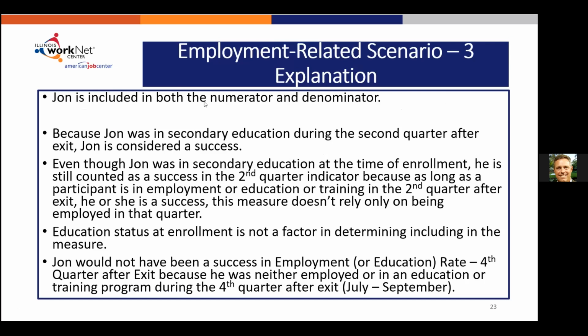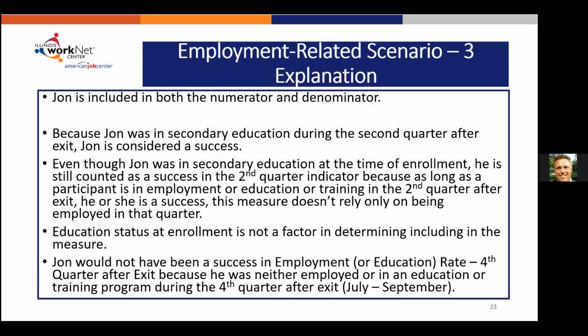With this, he is actually included in both the numerator and denominator. Remember, the youth program in this measurement includes enrollment in education and training, not just employment. So John is a success based on his education status. Employment is not necessary to be a success. His education status and enrollment is not a factor as well. Paula mentioned that earlier. We don't look at what their status is when they come into the program, or even when they're exiting the program, because this measure counts everybody once they exit, and we're just looking forward at the second and fourth quarters.